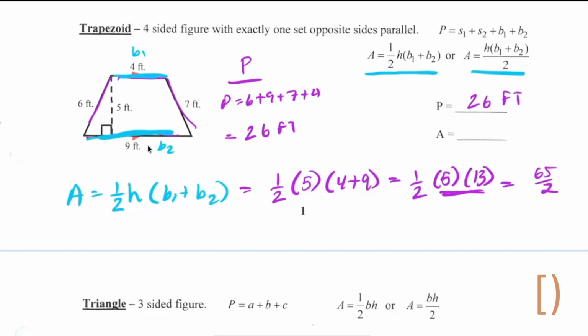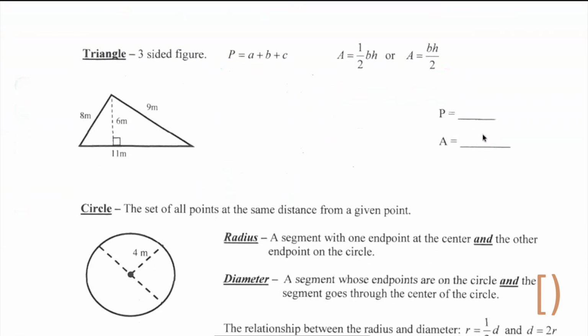And I can't do anything. So it's 65 over 2 feet squared, because it's still area. You're still multiplying everything. So you could do it like that, or you could do a decimal. Either way is fine. Okay, let's move on to triangles.